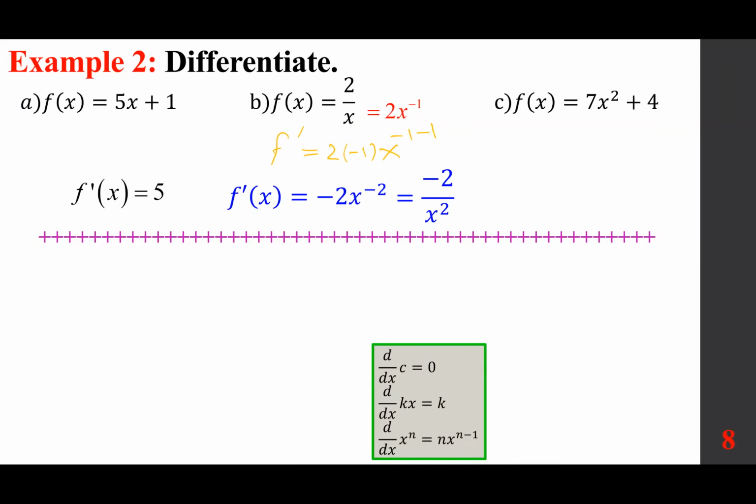Part C is very straightforward. 7 times 2 is 14, so 14x, and the constant 4 simply gives you 0. So this is 7 times 2, x to the power of 2 minus 1.